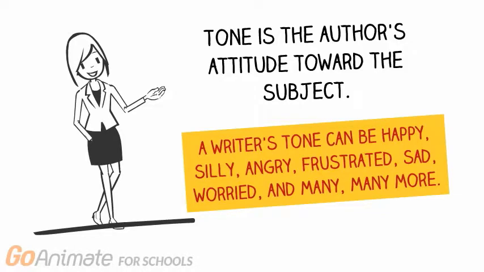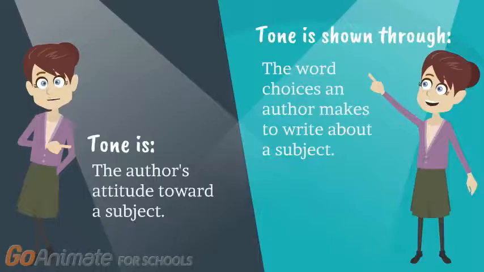Tone is the author's attitude toward the subject. A writer's tone can be happy, silly, angry, frustrated, sad, worried, and many, many more. Tone is the author's attitude toward a subject. Tone is shown through the word choices an author makes to write about a subject.